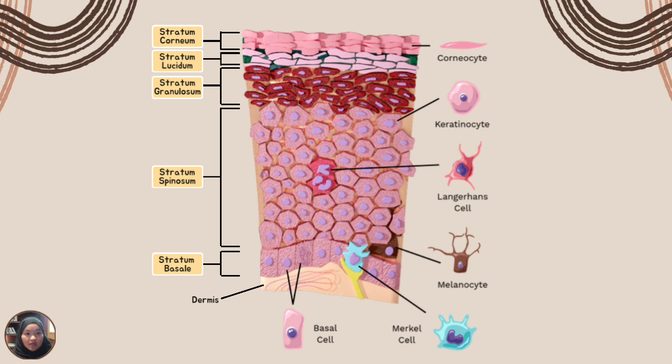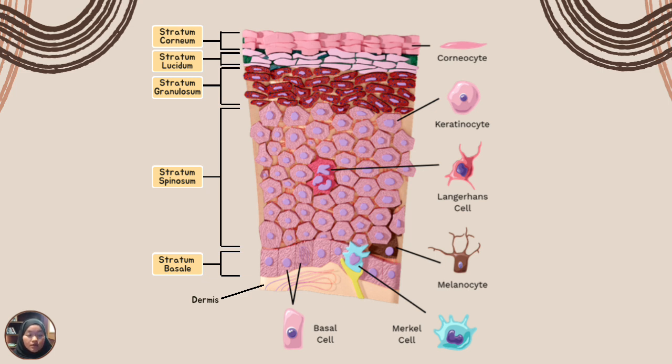So other than the 5 layers of epidermis that I mentioned earlier, there are also some types of cells present between these 5 layers of epidermis. The first one is corneocytes, which are the dead skin cells at the outermost layer, the stratum corneum. And the next is the keratinocytes, which are located at the stratum spinosum, and their function is to synthesize keratin.